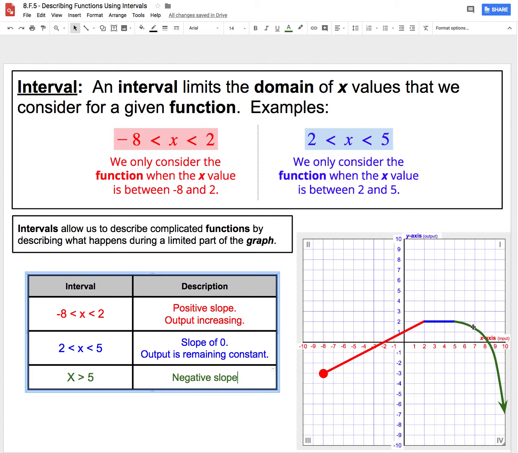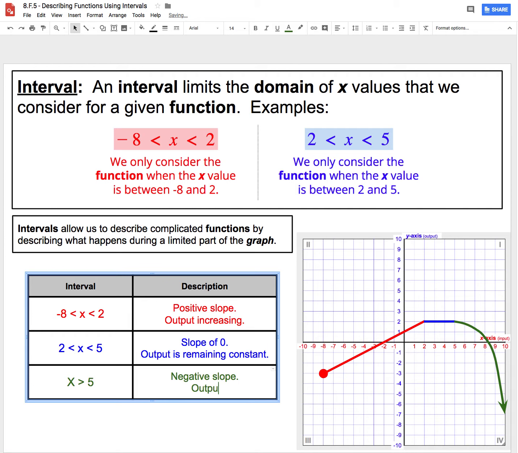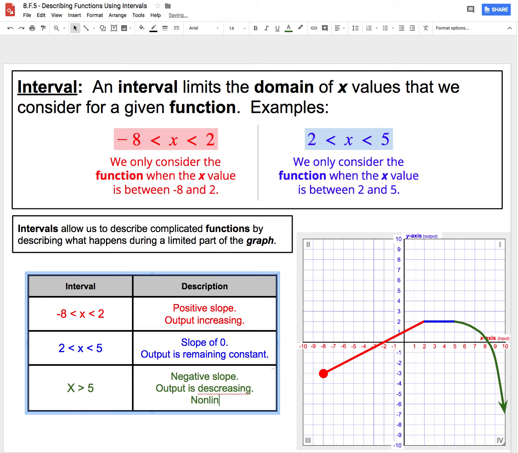First it's decreasing slowly, and then it's going more quickly. So we could have a negative slope, or the output is decreasing during that time. We could say more about these stretches. During the green stretch, we said it was decreasing slowly at first, and then it speeds up, it curves. So we could say it's a nonlinear function during that interval.